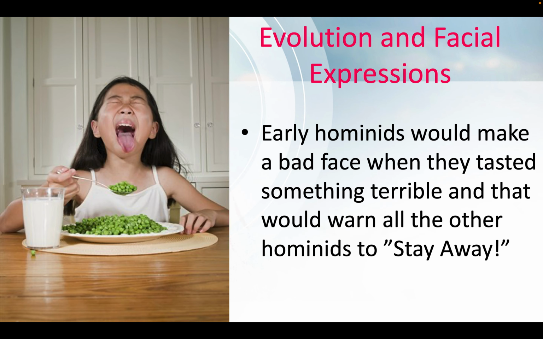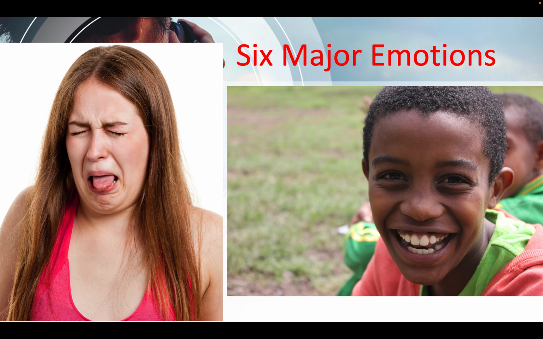Darwin felt that facial expressions are so expressive because they were necessary ways of communicating before the strength of language. Early hominids would make a bad face when they tasted something terrible, and that would warn all the other hominids to stay away from it. Those look like lima beans. No, they're peas, English peas. My wife hates English peas too.